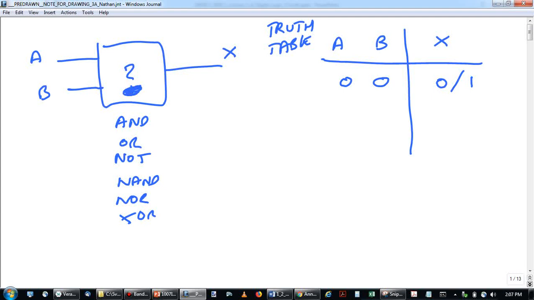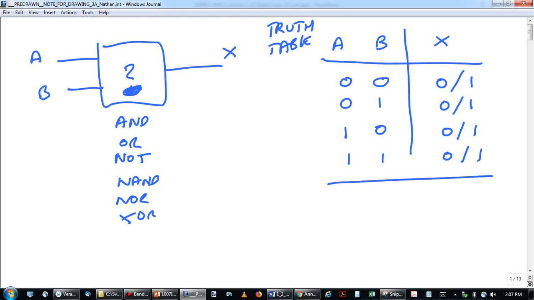What about when A is 0 and B is 1? The output could be a 0 or a 1. If A is 1 and B is 0, it could be a 0 or a 1. And if A is 1 and B is 1, it could be a 0 or a 1. So this is just the general case. This is what it could be. Each of these gates, like AND, will pick a specific set of 1s and 0s on the output. All right, so we're going to have a look at those examples.